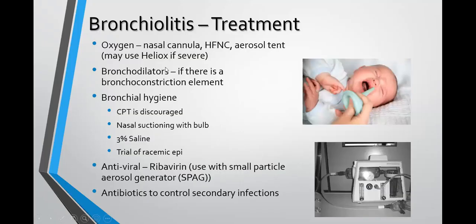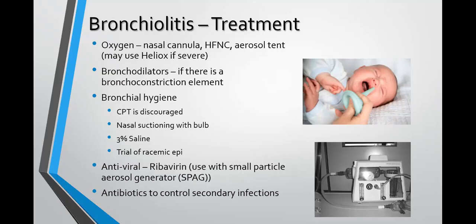How do we treat it? We already said we give oxygen, of course, high flow nasal cannula if needed, aerosol tent. We might even use heliox if we have to. Bronchodilators if there is bronchoconstriction, right? It might not be bronchoconstriction. If there's no bronchoconstriction, you don't use a bronchodilator, okay? For what? He doesn't have bronchoconstriction.